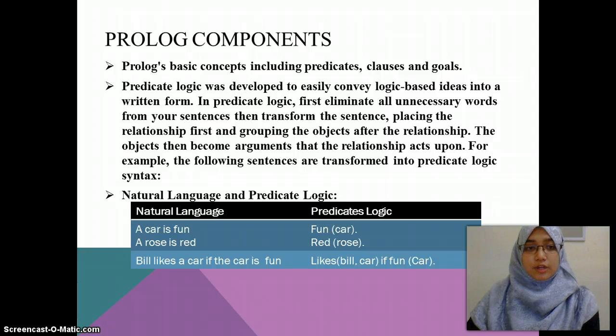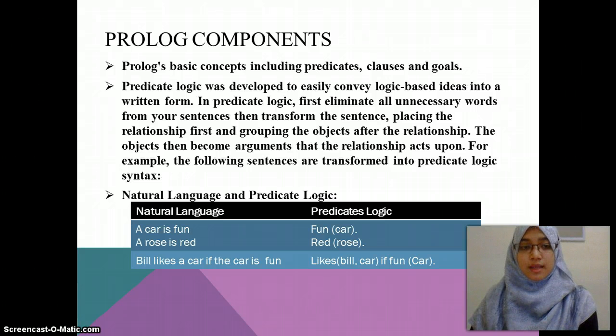This is the Prolog component. Prolog's basic concepts include predicates, clauses, and goals. Predicate logic was developed to easily convey logic-based ideas into a written form. In predicate logic, first eliminate all unnecessary words from your sentences, then transform the sentence, placing the relationship first and grouping the objects after the relationship. The objects then become arguments that the relationship acts upon. For example, the following sentences are transformed into predicate logic syntax.